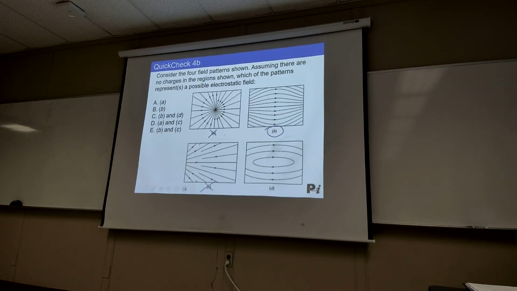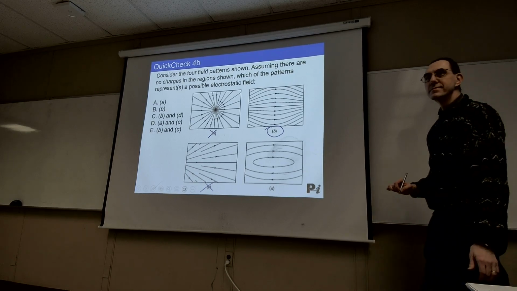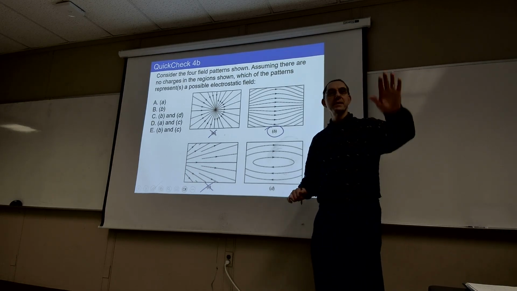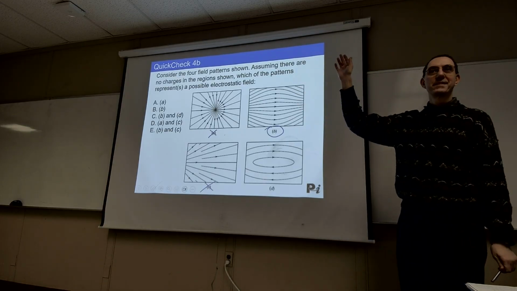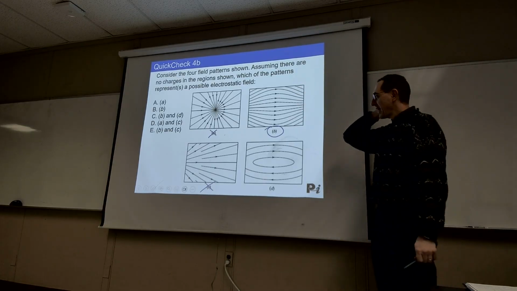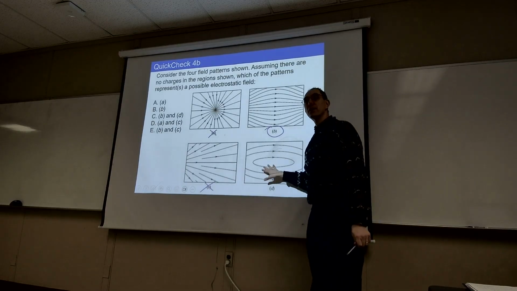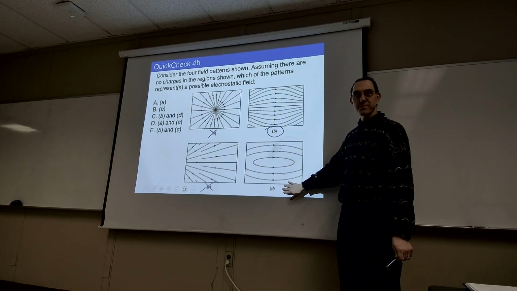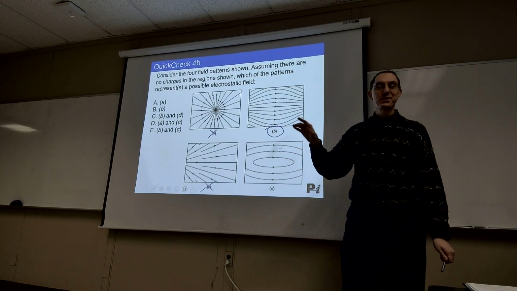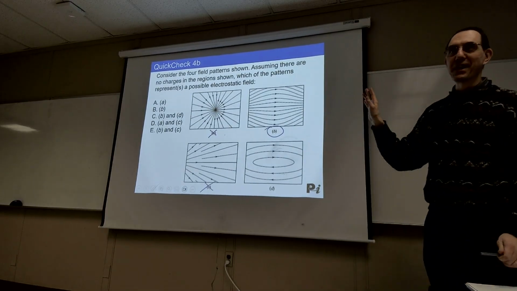What about D? It's up for debate. How many people think D is possible? How many people think not possible? Okay, so we've got it about 50-50. Based on what we know now, I'm going to say no. But we will come back to this question, hopefully by the end of the term, and we'll see whether or not we can actually construct it.